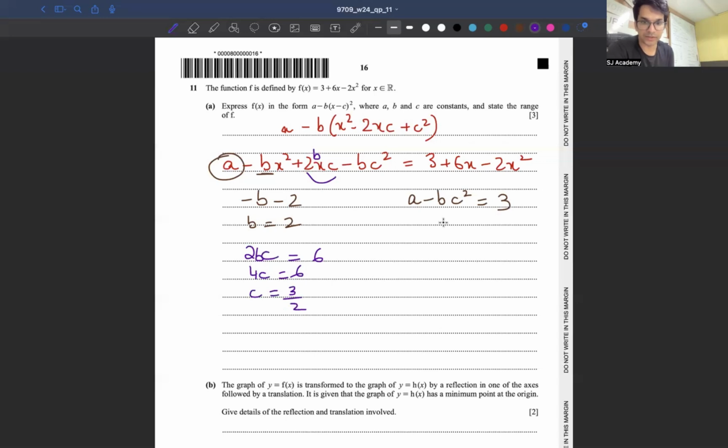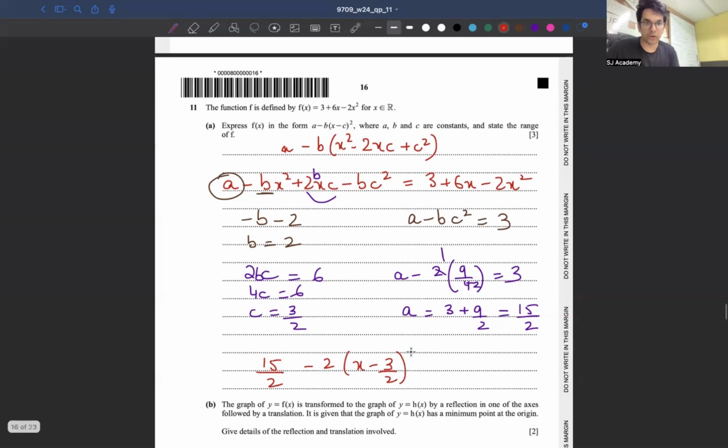Once we have the value of c as 3 upon 2, we can substitute it over here to find the value of a. So a minus 2 into 3 upon 2 whole squared, that will become 9 upon 2, equal to 3. So a is equal to 3 plus 9 upon 2. Simplifying this, we'll get 6 plus 9, which is 15 upon 2. Substituting this over here, a is 15 upon 2. So this will become 15 upon 2 minus 2 into x minus 3 upon 2 whole squared.